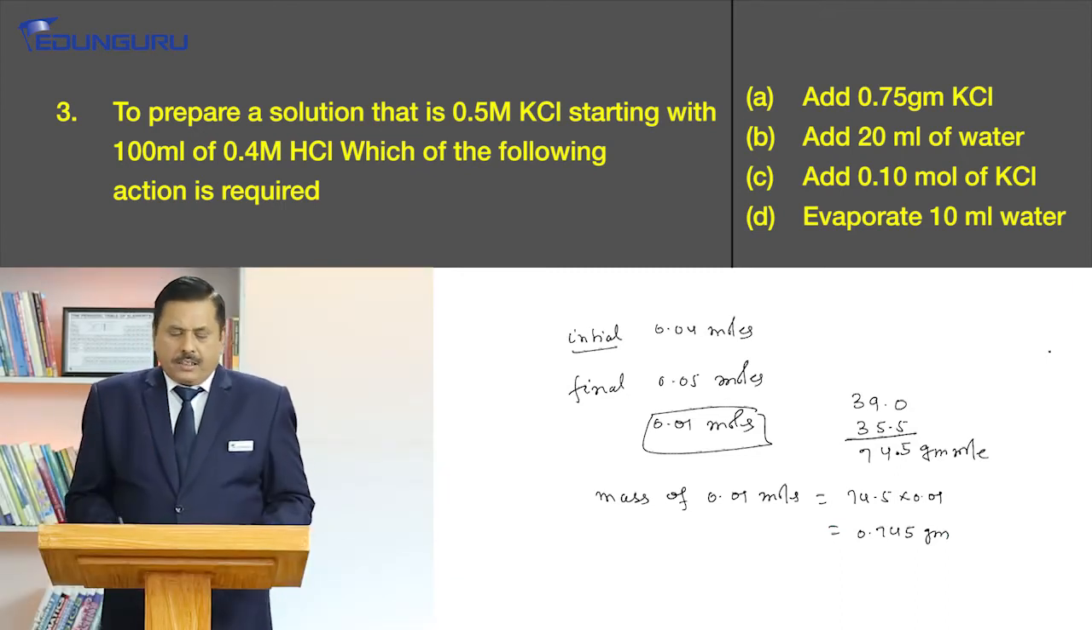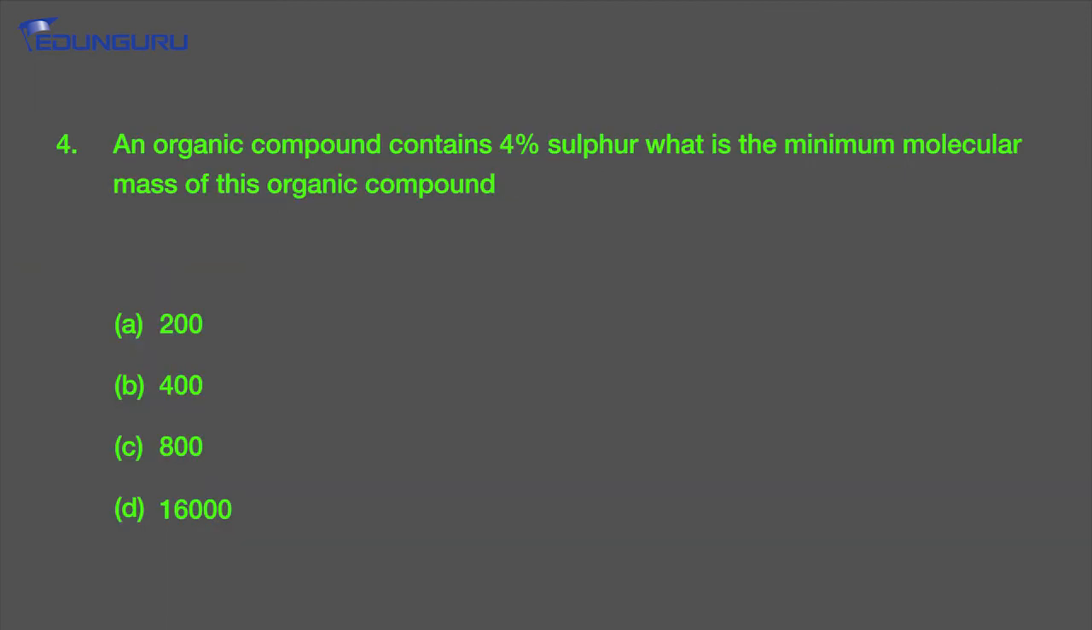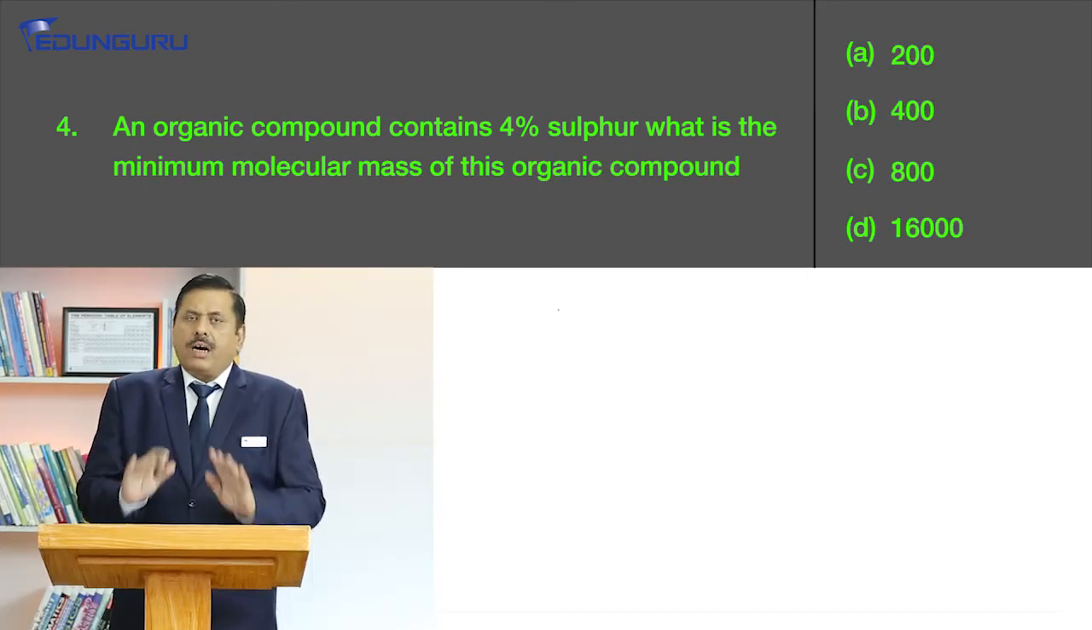Your next question is, an organic compound contains 4% of sulfur. What is the minimum possible molecular mass of this organic compound? And your options are A 200, B 400, C 800 and D 16,000. Now see how we approach this question.